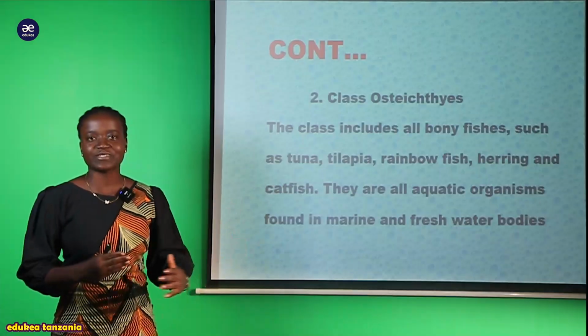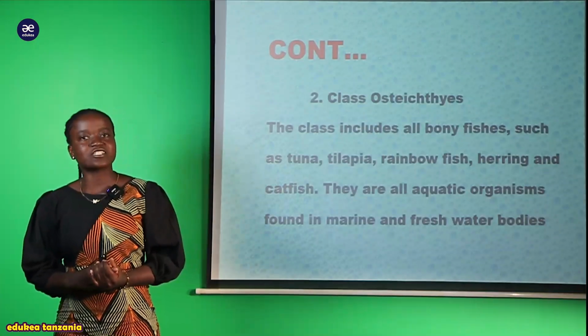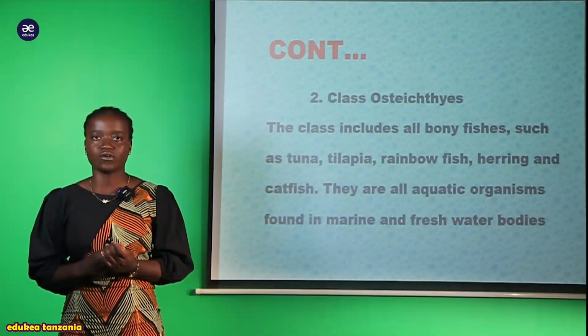That is where we're going to see the distinctive features which are found within the class Osteichthyes.